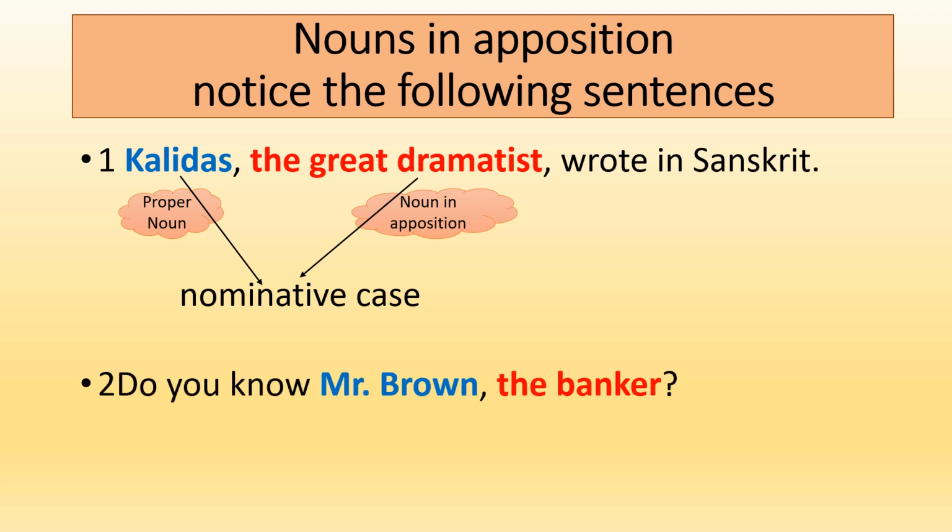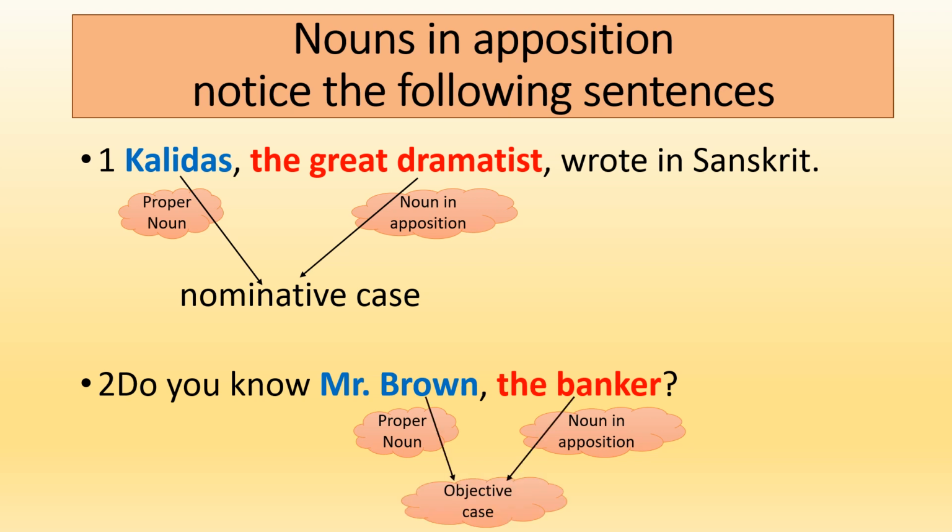See, do you know Mr. Brown, the banker? Here in this sentence, Mr. Brown and the banker are one and the same person. The noun, the banker, follows the noun Mr. Brown, simply to explain which Mr. Brown is referred to. So, the banker is the noun in apposition. And Mr. Brown is in the objective case, so is the noun in apposition. So, both are in objective case.